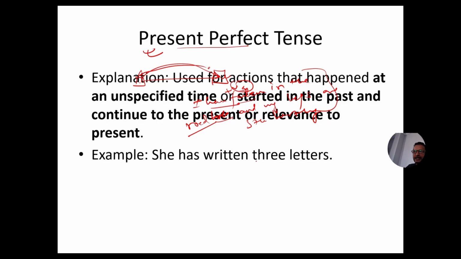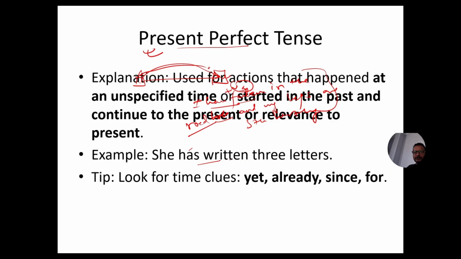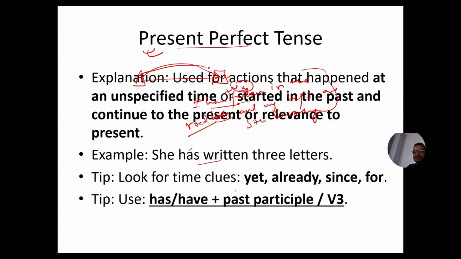For example, she has written 3 letters. So here, has written. She has completed them, and the letters still have significance. Okay. And then look for the time clues: yet, already, seen, for. So have or has plus past participle.